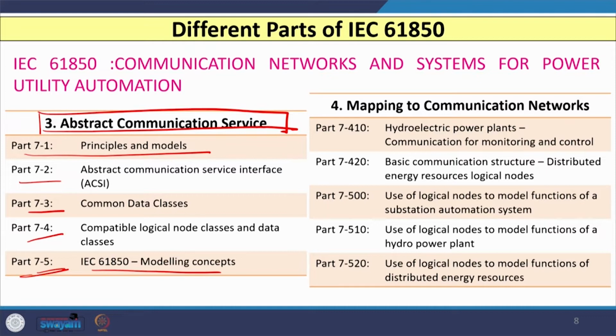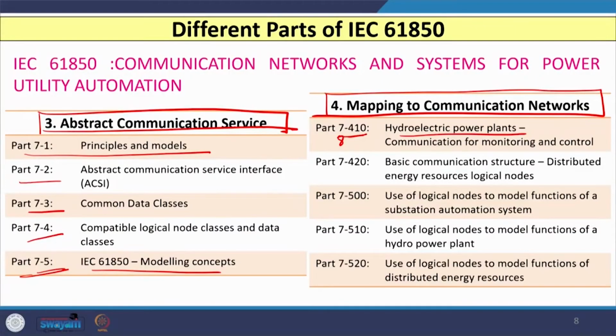After that, they have added several other parts also in the fourth block, the mapping to communication networks. In this block, they have added part 7-410. This is related to hydroelectric plants, and the communication for monitoring and control is given in this part.